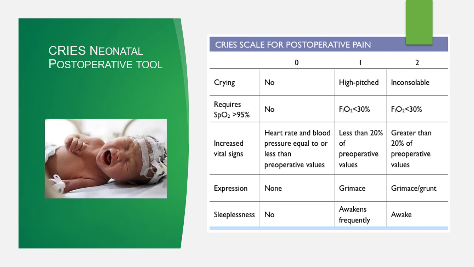So if they were inconsolable, needing oxygenation, and tachycardic, tachypneic, with grimacing, grunting, and unable to sleep, that would score them essentially a 10 on 10 pain. If they were not crying, had good oxygenation, normal vital signs, appeared comfortable, and were able to sleep, then that would give them a 0 on 10 pain. So basically we're just looking at how comfortable the child appears based on their facial expressions and their vital signs.